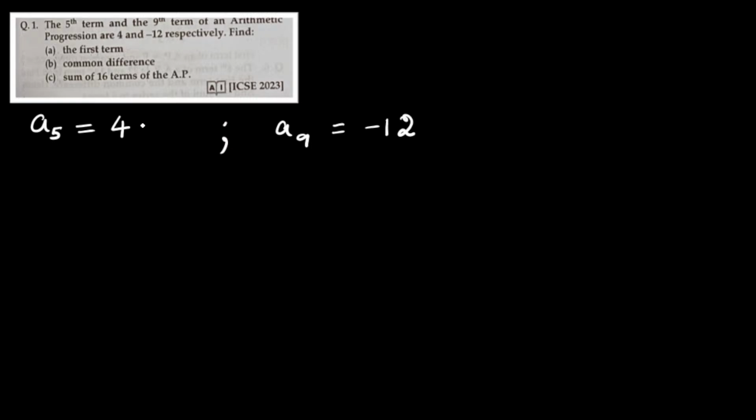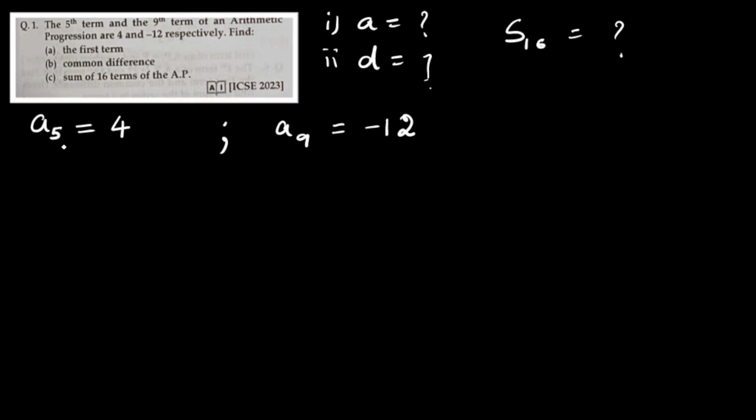What we have to find? We have to find first term. First term means a we have to find. Then we have to find common difference. Common difference means small d we have to find. And then we have to find sum of the 16 terms of AP. Sum of 16 terms of AP means S16 we have to find. So these are the things we have to find.